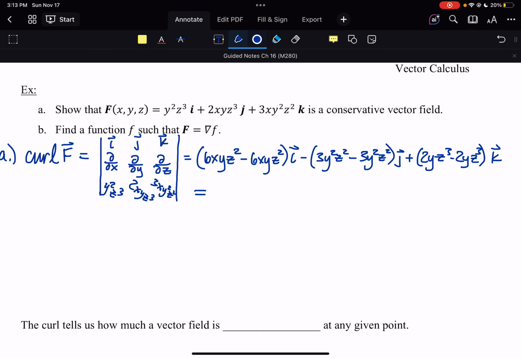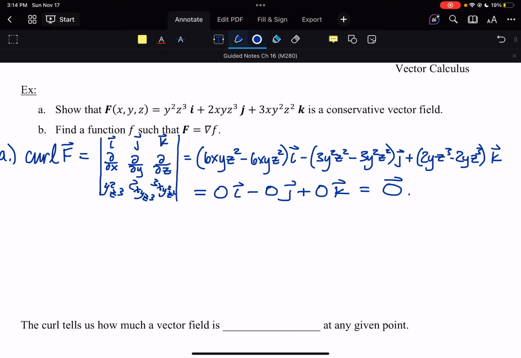Okay, now we should never expect these to turn into zeros. You should always go through the work and the process of showing that these become zeros, but these are the same thing, so that's 0i. These are the same, so that's 0j, and these are the same, so that's 0k. So we get out the 0 vector.